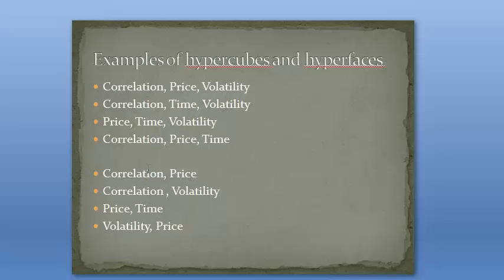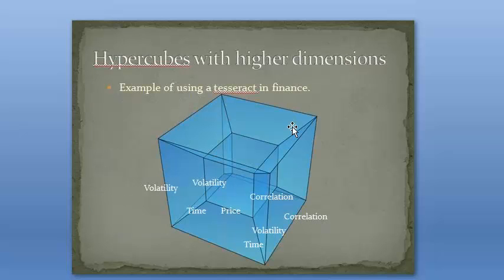So on a hyperface, you're dealing with only two variables, because it's two-dimensional. And you have correlation and price, correlation and volatility, price and time, which is your normal price curve that you use for trading, and volatility and price. So you can kind of see, at least through writing it down, what type of variables are actually represented in this hypercube.